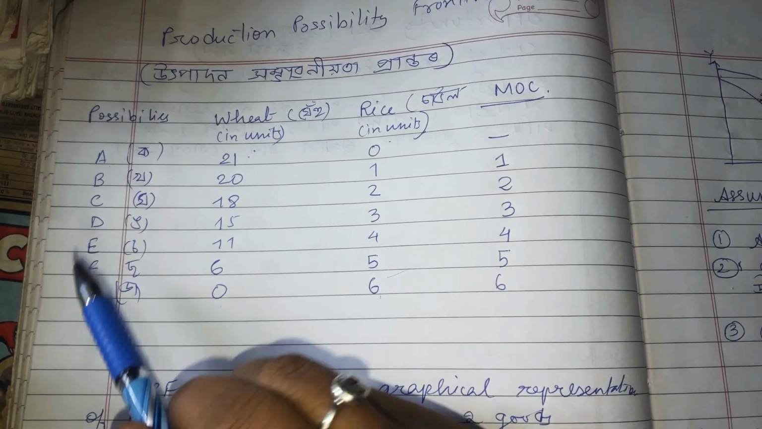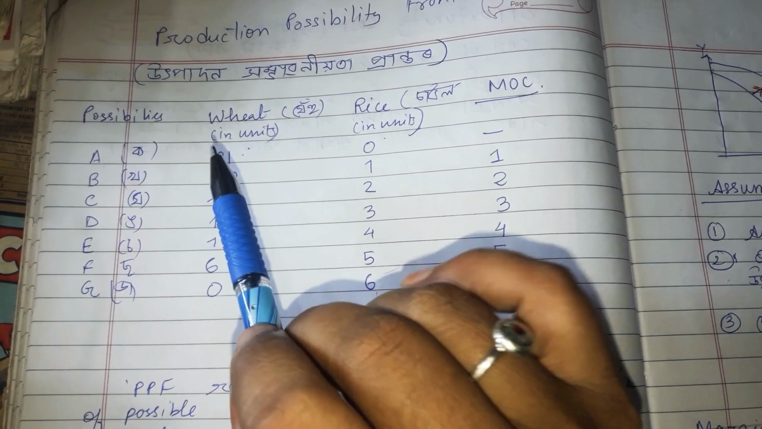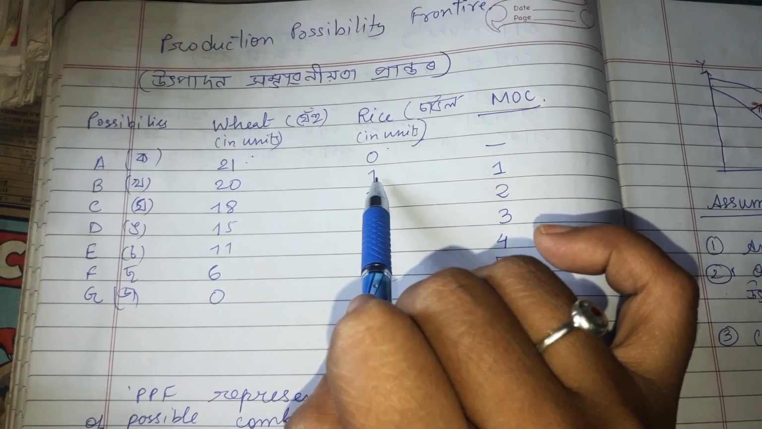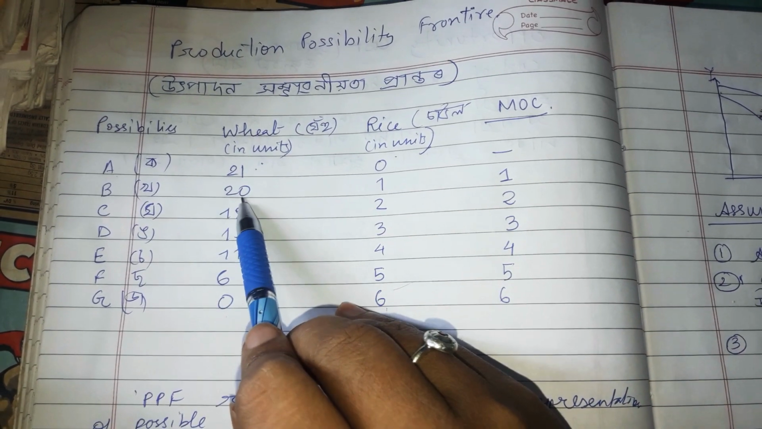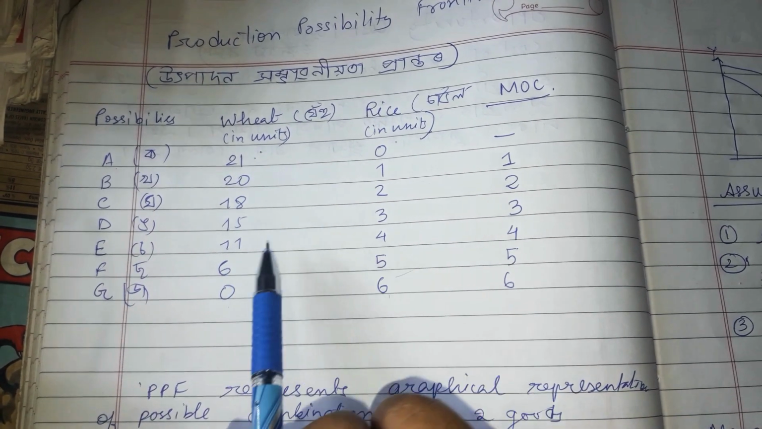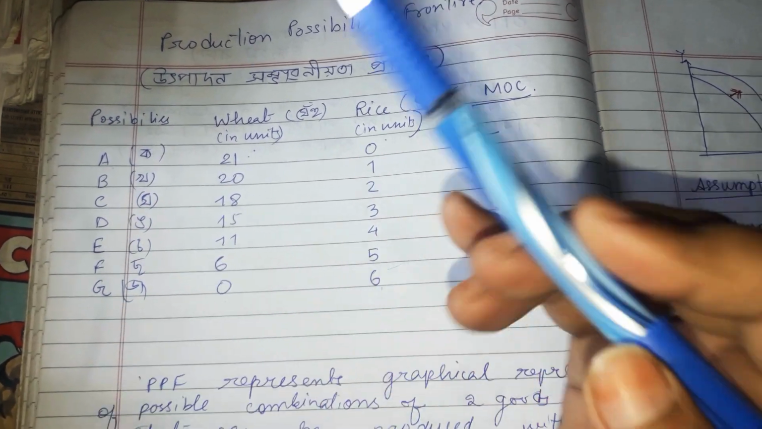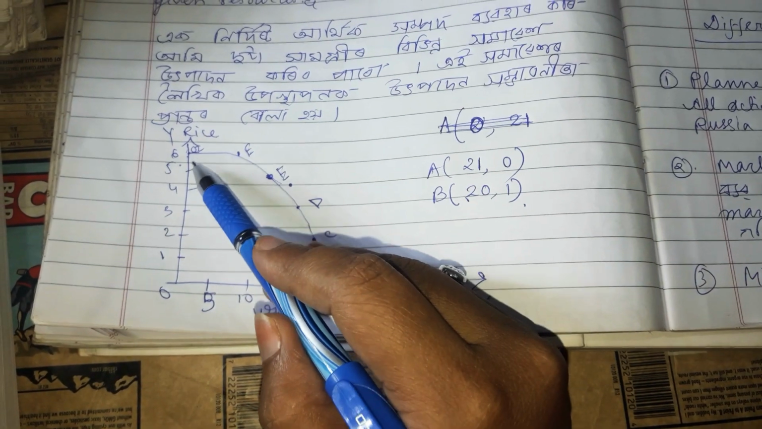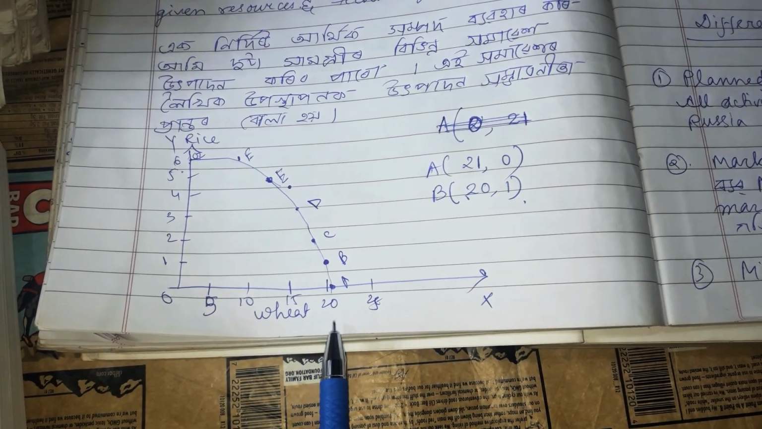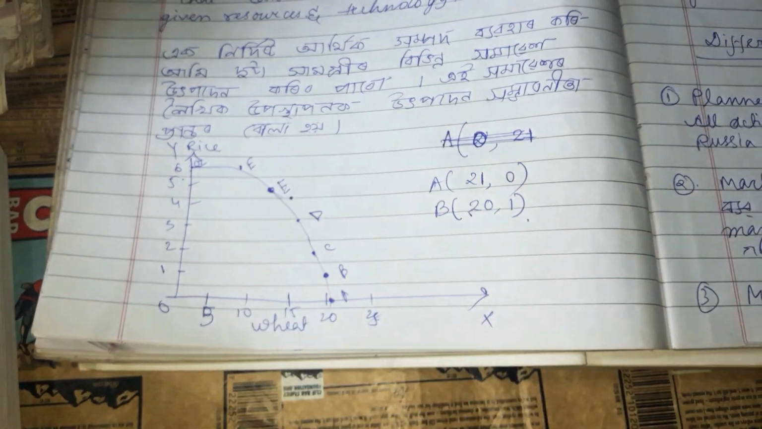This combination is Z. Suppose he is using a certain amount of resources in wheat and a certain amount in rice, so he can produce 1 unit of rice and 20 units of wheat, and this combination is B. Likewise, you can see C, D, E, F, G. If we plot these combinations in a graph, here on the y-axis we plot the rice, and on the x-axis we plot the wheat, 0 to 5, 5 to 10, 15 to 20, likewise. On the y-axis, 0, 1, 2, 3, 4, 5, 6 is units of rice.